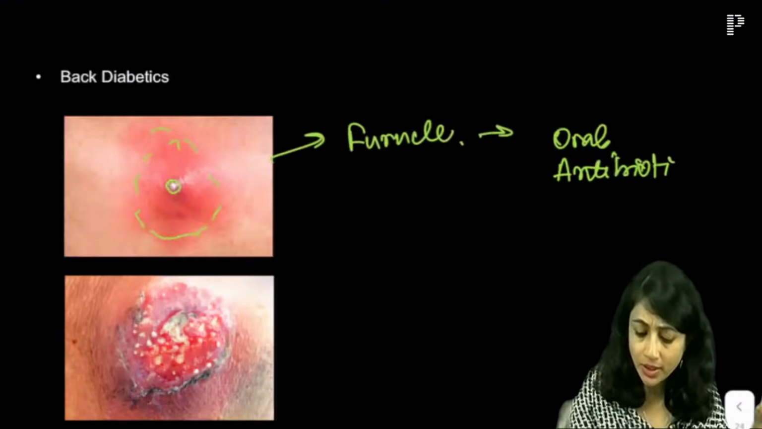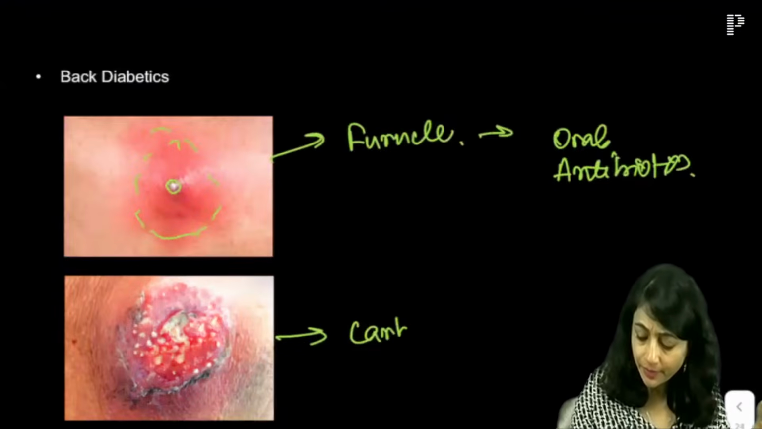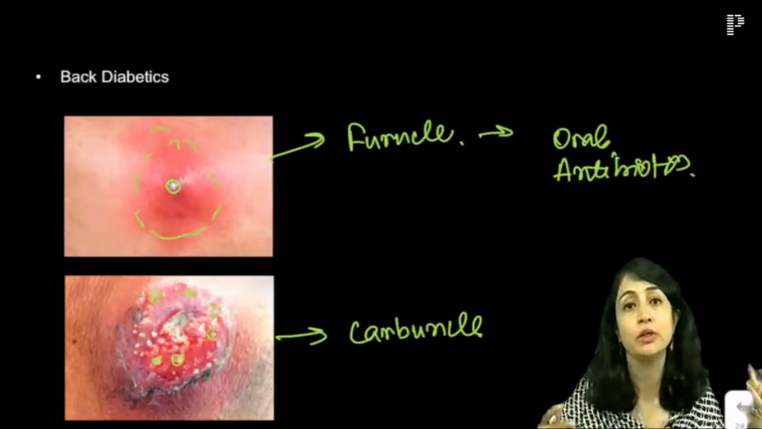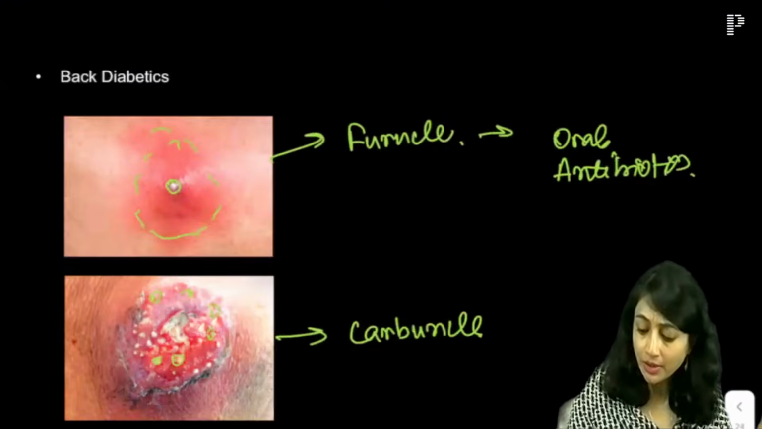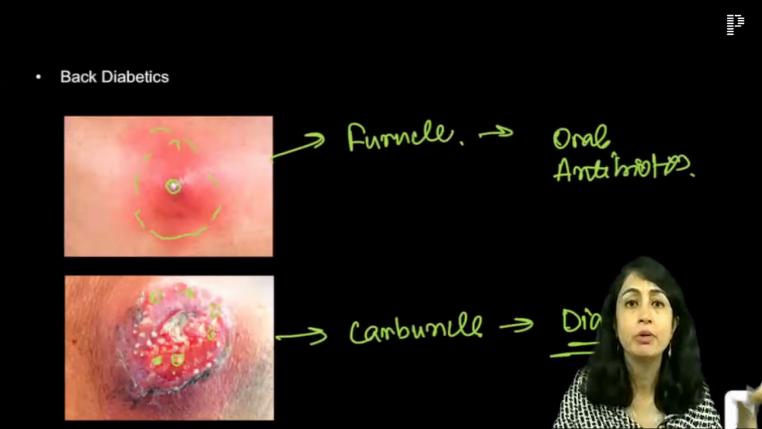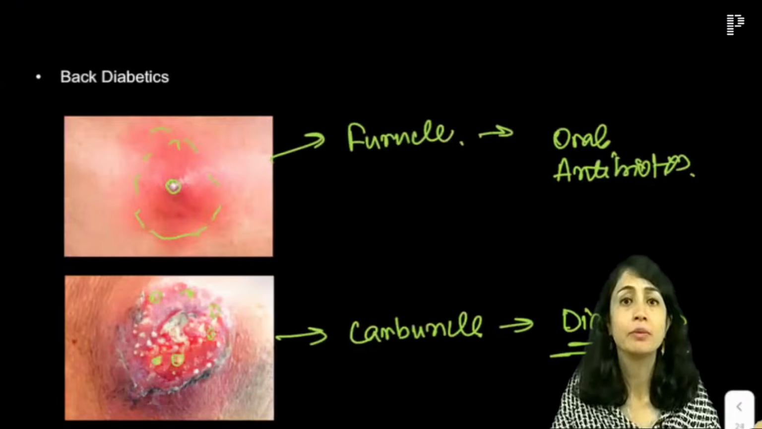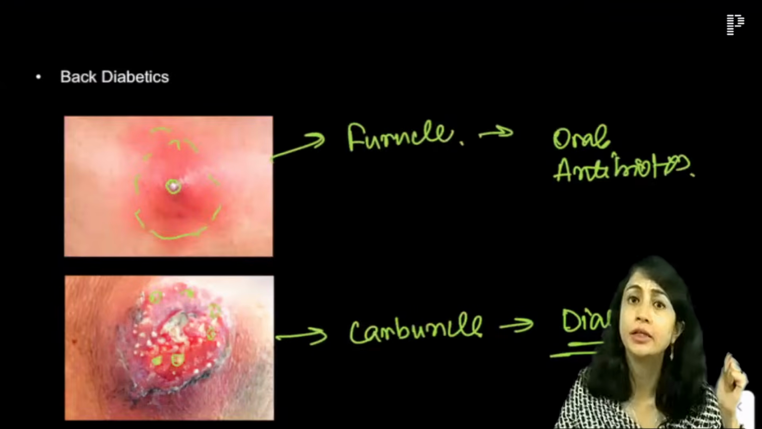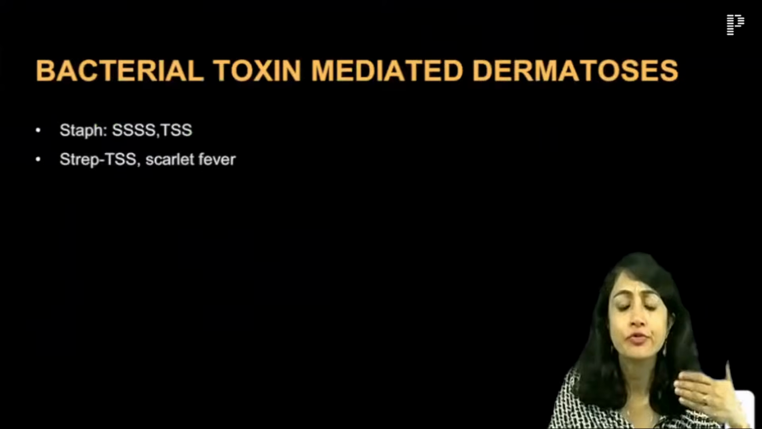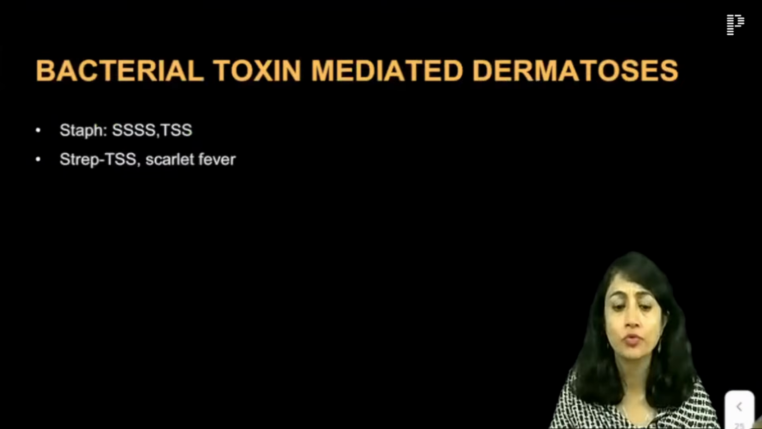Now, what is this? This is a carbuncle. You see this? You have multiple contiguous hair follicles being involved along with a lot of perifollicular inflammation. Carbuncle is very common in diabetics, right? So you should be able to identify these infections. Again, carbuncle would require oral antibiotics. Clear? Now, just to finish the list, these were all follicular and non-follicular infections.